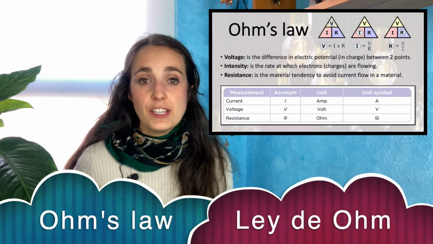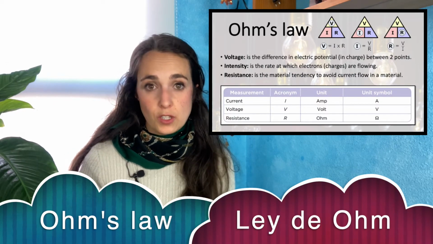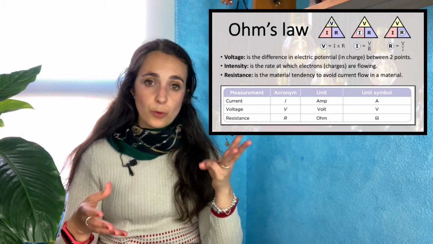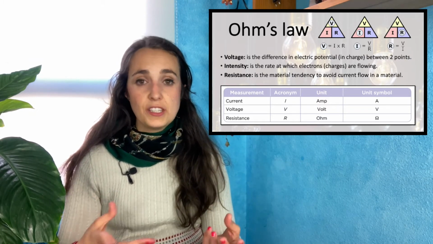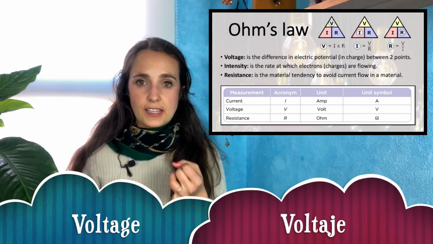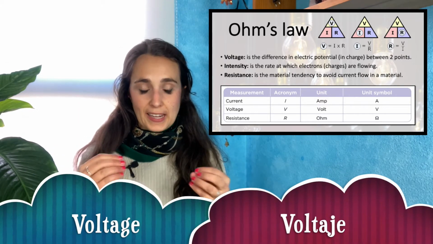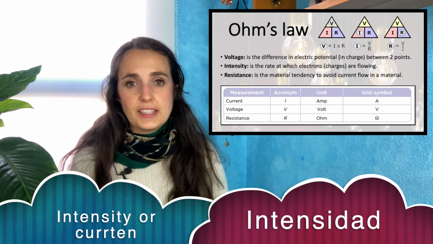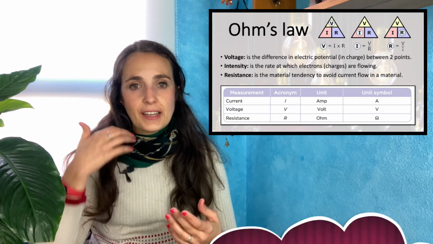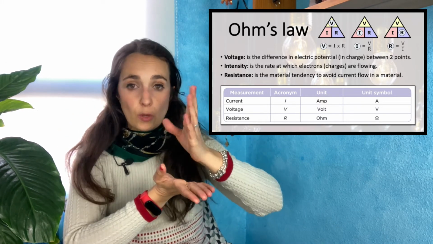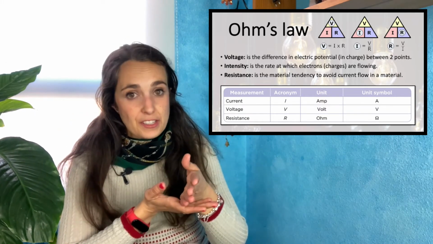To finish with this video, I want to talk about Ohm's law. Ohm's law is the equation that relates the 3 main components that characterize a circuit, which are voltage, resistance, and current, or intensity. The voltage is a difference of electric potential, like a difference in charge between 2 points. The current, or intensity, is the rate, like the number of electrons passing through one point in a circuit. That's the rate, okay?